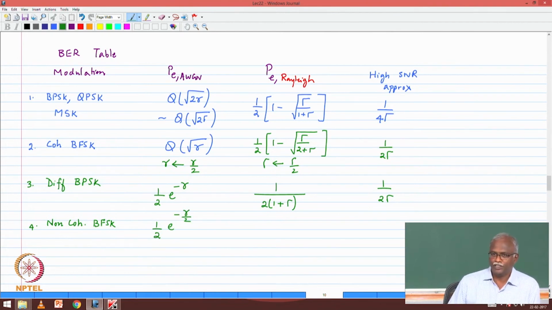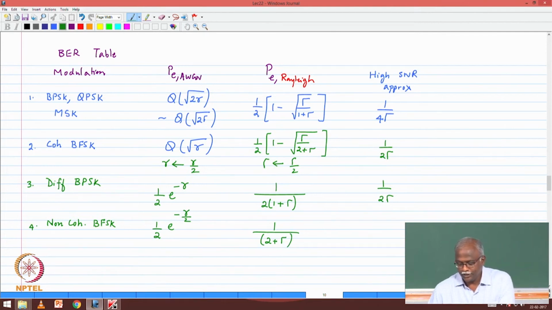Do the same substitution method, I do not have to redo the calculations. This comes out to be 1 over 2 plus gamma, and of course again substituting gamma with gamma by 2, this comes out to be 1 over gamma. Okay, so this is basically all the binary modulation schemes that we have. Of course, GMSK is not there. I will show you in a minute how to get the expression for GMSK. But before that, all of the standard modulation schemes, coherent, non-coherent, all of them are on this graph. Any questions?